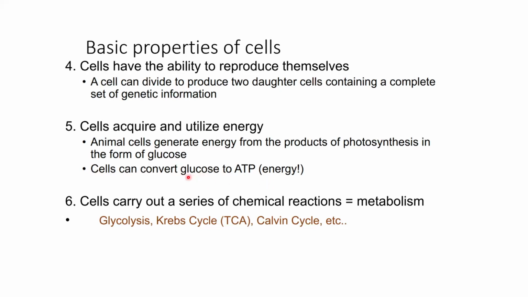And as they say here, cells can convert glucose to ATP, which is why you have this process called glycolysis, where we don't use the glucose or the sugar directly as energy. We convert it to something else, and more specifically, we convert it to ATP, and it's the ATP that we use as energy. And ATP stands for adenosine triphosphate. But you don't need to really know that detail, at least not for this lesson.